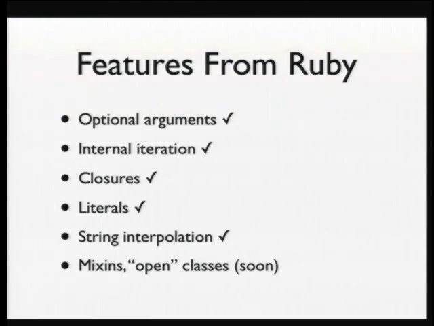So let's dig in a little bit on this. Features from Ruby that we do have working: optional arguments, I can show an example of what that looks like; basic internal iteration; closures are functional now; most of the literal types from Ruby; and string interpolation is nice to have. We have plans for things like mix-ins and open classes. Those will be coming along.